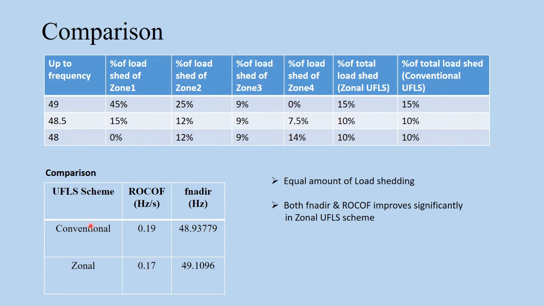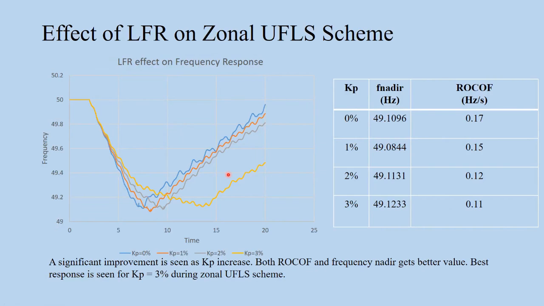In the next chart, we see a comparison of the ROCOF and nadir frequencies for the conventional and zonal UFLS schemes. And we see that for the zonal UFLS schemes, we get much better rate of change of frequencies and nadir frequencies, which is desirable. Now we study the effect of different load frequency relief on the zonal UFLS scheme. We use Kp values of 0, 1, 2 and 3% and observe the frequency response for each of them. We see here that as the value of Kp increases, we get better ROCOF and nadir frequency values, the best one being for Kp equal to 3%, which can be seen by the yellow curve.